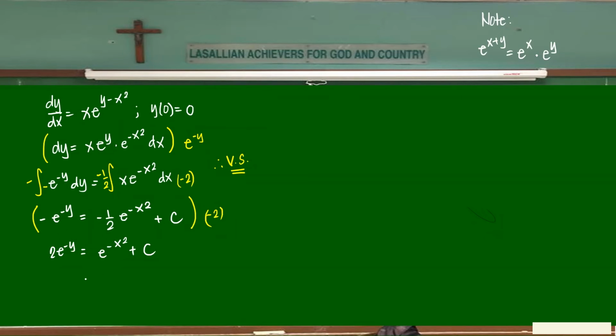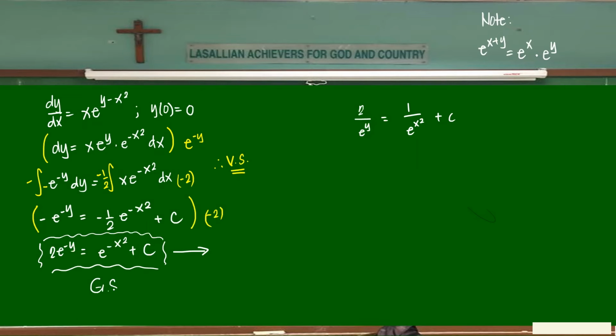Okay. Some of you might combine it, mapunta sa isang side. Yung iba kasi gagawin, 2 over e to the y equals 1 over e to the x squared plus c. And then, kino-combine nila. So, it's up to you. Ako, I could deal with this. Okay, sa akin to. So, this one, I just call this my general solution.